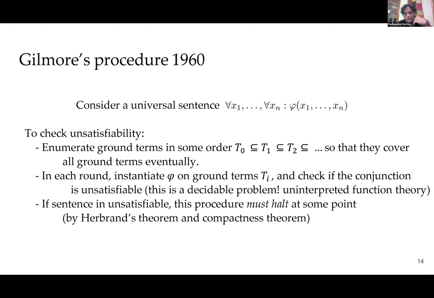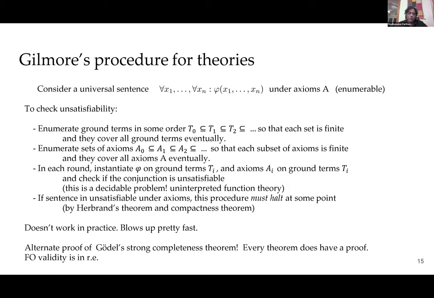But that was the first attempt to build an RE procedure for first-order logic. And Gilmore's procedure also extends to theory. So if you have a universal sentence under some axioms A, all you have to do is the same kind of ground term instantiations, but you have to also cover all axioms. So you might have an infinite set of axioms, so you must dovetail between them so that you're covering all axioms and all ground terms at every point. Eventually, you're covering all of them, right?